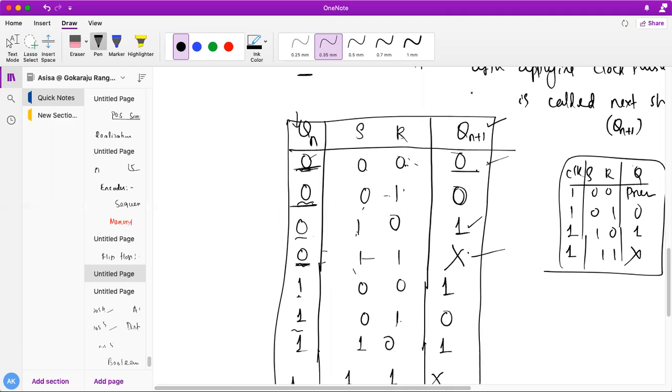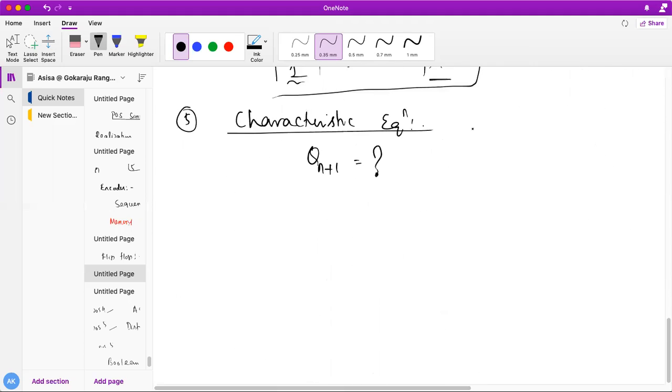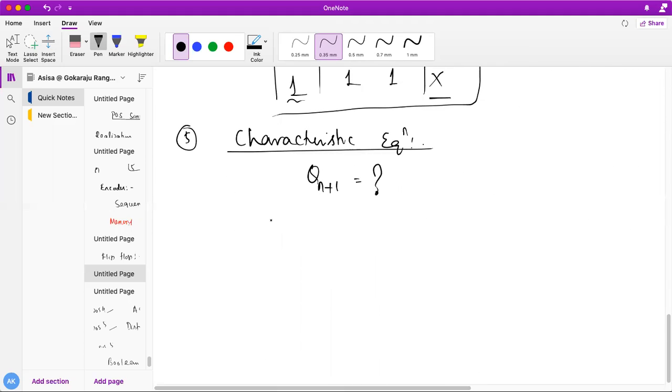How to solve the characteristic table? This is nothing else, my three variable K-map. So this is Qn, S and R, three variables which actually vary, then my characteristic next state will vary. If I want to find out Qn plus 1, I will have three variables to solve it: Qn, S and R. These are the three inputs.